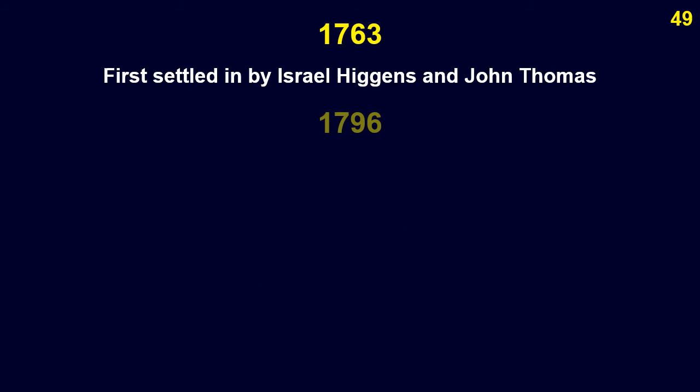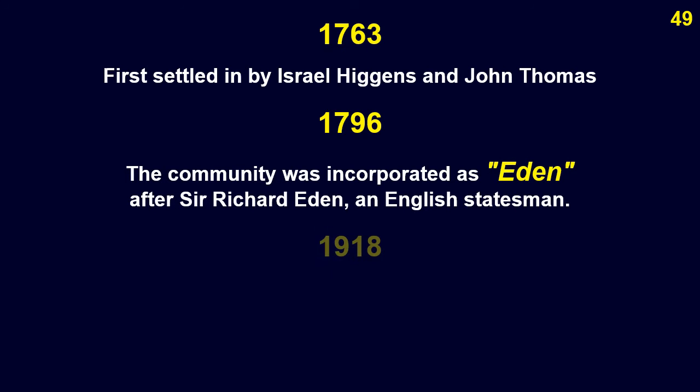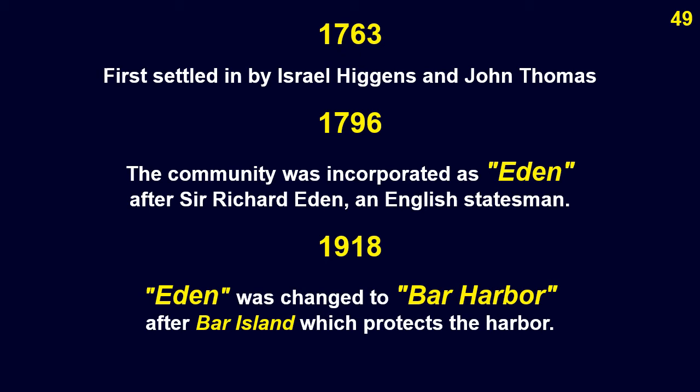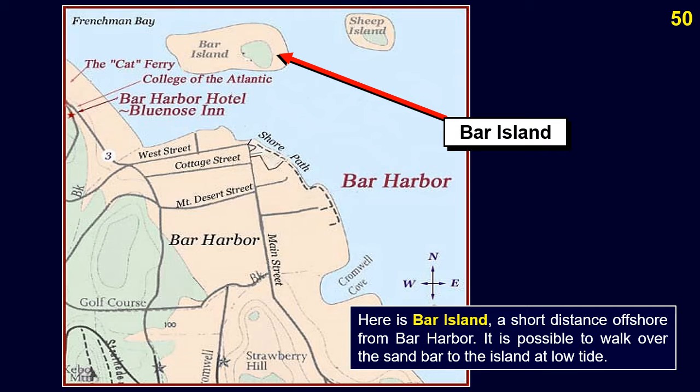In 1763, the area was first settled by Israel Higgins and John Thomas. In 1796, the community was incorporated as Eden, after Sir Richard Eden, an English statesman. In 1918, Eden was changed to Bar Harbor after Bar Island, which protects the harbor. Here is Bar Island, a short distance offshore from Bar Harbor. It is possible to walk over the sandbar to the island at low tide.